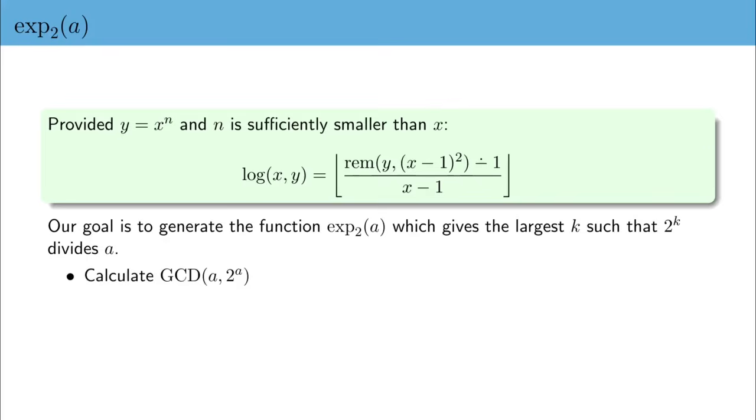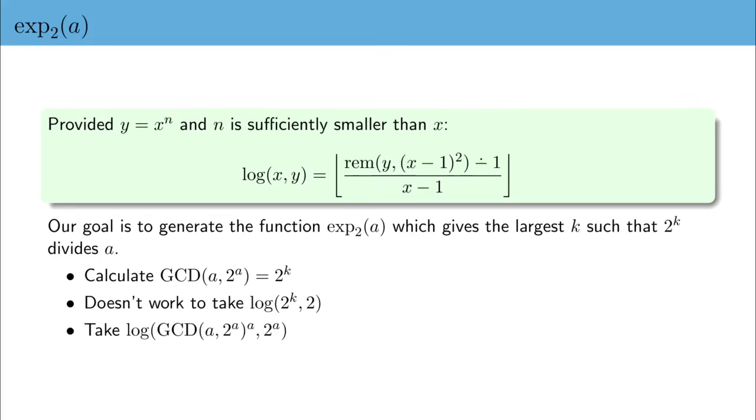First, we'll calculate the GCD of a and 2 to the a. And remember that this gives us 2 to the power of the answer that we want, 2 to the power of k. Now, we can't just go and use our formula to take the log base 2 of our 2 to the k to extract k. Our exponent k is likely not going to be sufficiently smaller than the base. In this case, the base is 2, for our log formula to work.